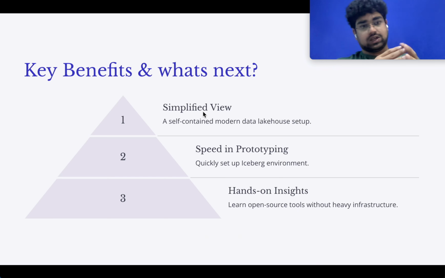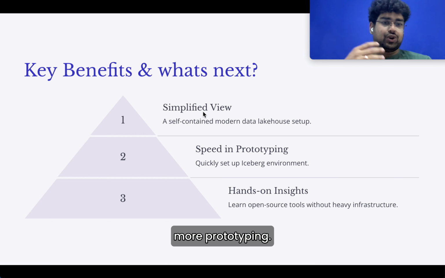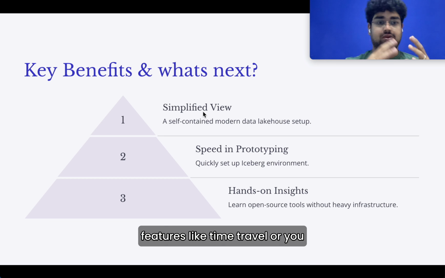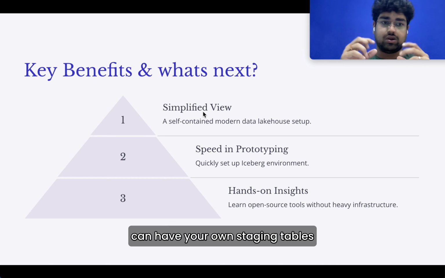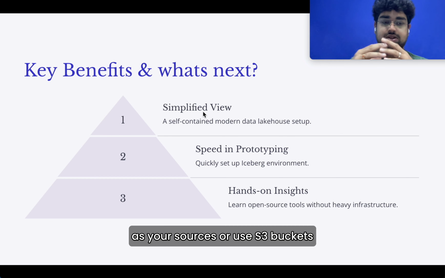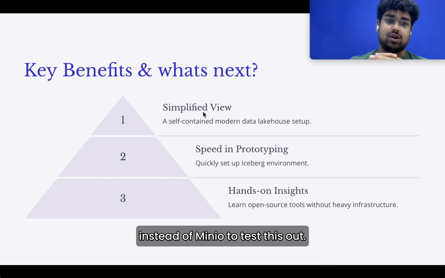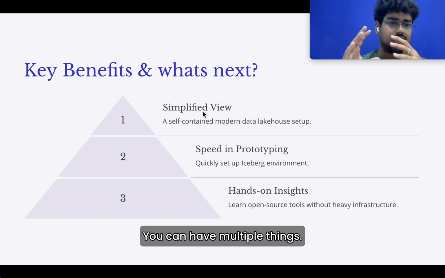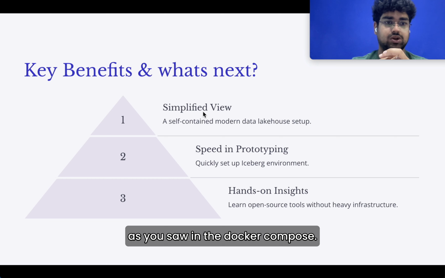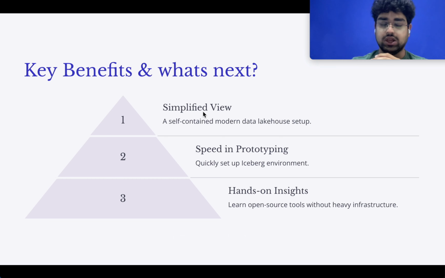So what's next? Of course, you can do more prototyping. You can check out Iceberg native features like time travel, or have your own staging tables as your sources, or use S3 buckets instead of MinIO. To test this out, you can try multiple things. It's all plug and play, as you saw in the Docker Compose. It's just a couple of services.